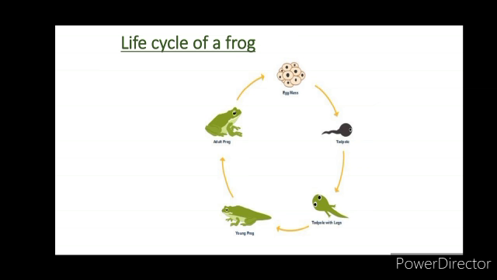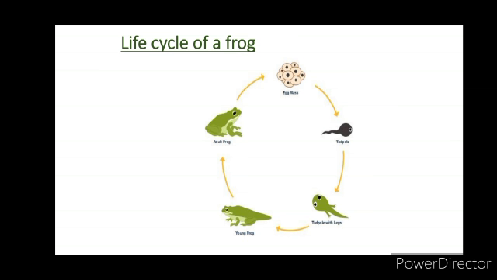So students, now we are going to know life cycle of a frog. The mother frog lays hundreds of eggs in water. After laying eggs, the eggs hatch into tadpoles. A tadpole is very different from an adult frog. It has a tail but no legs. It feeds on pond weeds and breathes through the feathery gills on each side of its head.